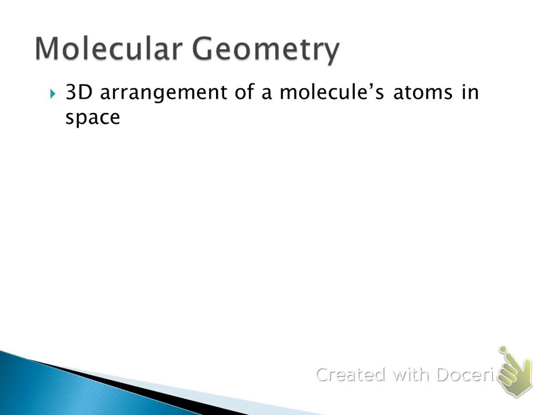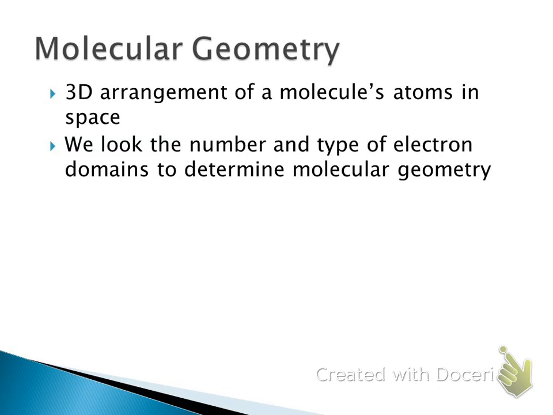So we're going to talk about some angles. We're going to talk about different shapes that can be possible for certain compounds. Okay, so to start talking about molecular geometry, we have to look at the number and the type of what we call electron domains. To help us determine the molecular geometry or the shape around the central atom, we need to look at something called electron domains.